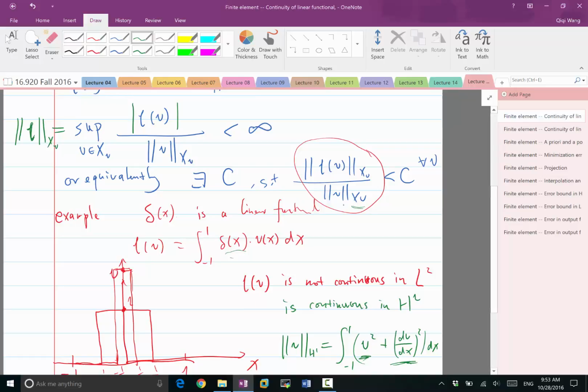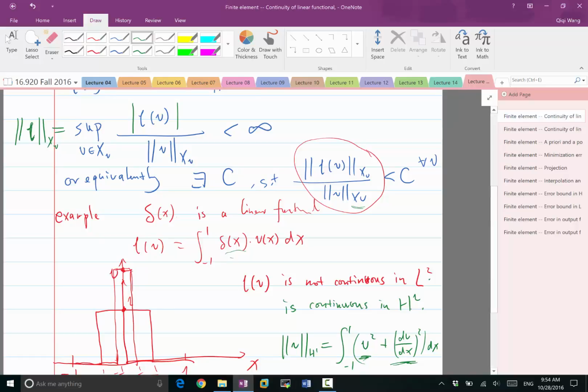Oh, the example we are taking here is L2 and H1. The L2 space and H1 space. L2 space is all the functions whose square is integrable. H1 is the space of all the functions whose square is integrable and also have square integrable derivatives.